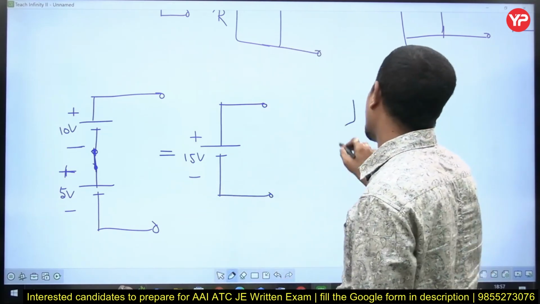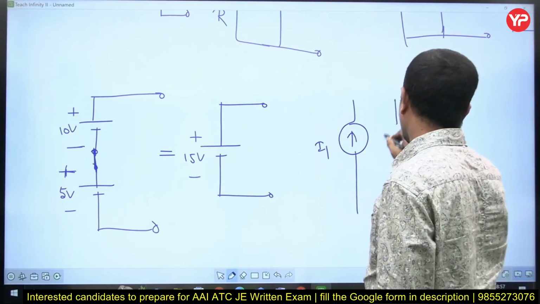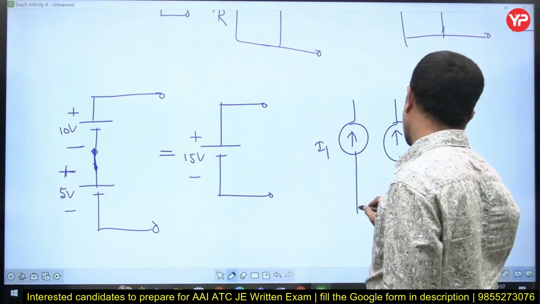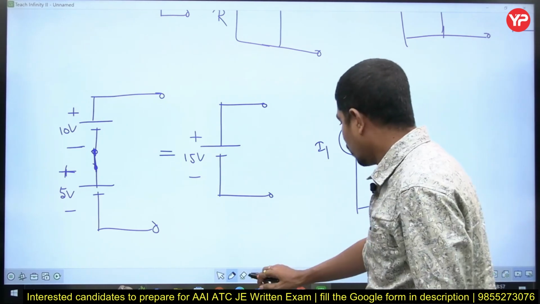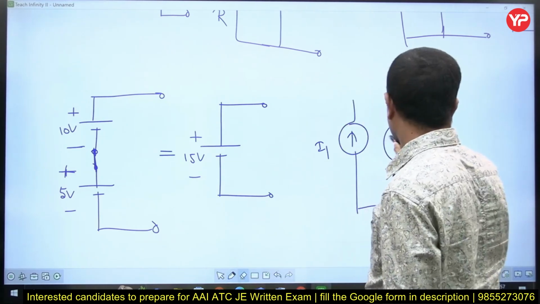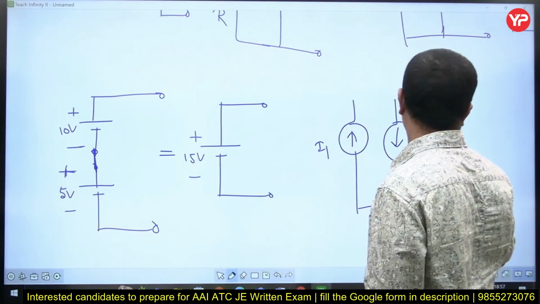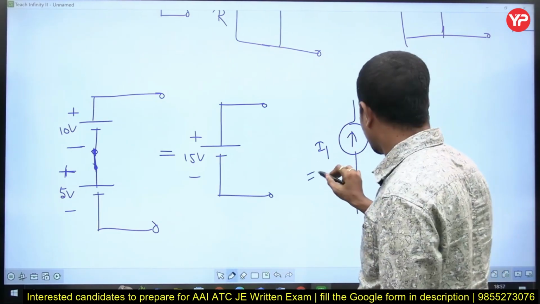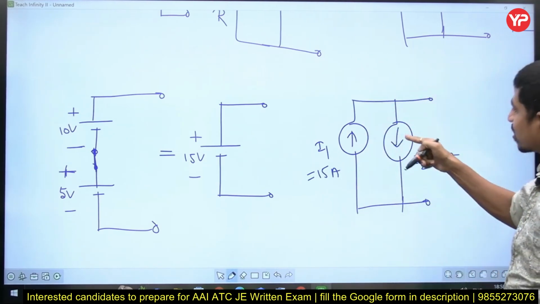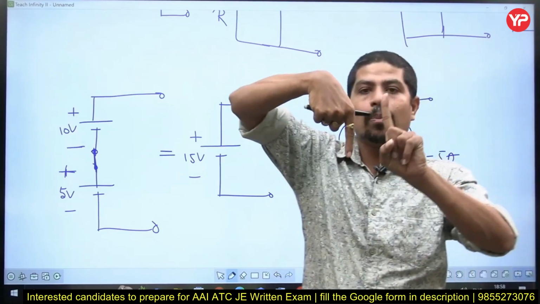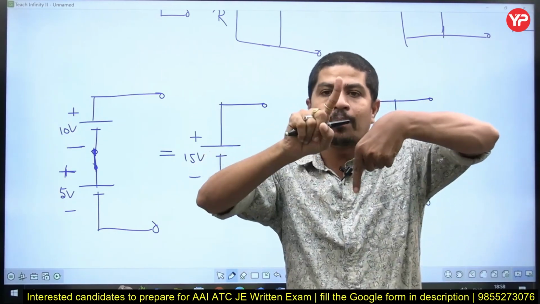And suppose I have a current source I1, and another current source I2. For your understanding, let me take a simple case: I2 is 5 amperes, I1 is 15 amperes. These two are in parallel connection. Now one is up and one is down, both in opposite directions, so subtraction. Up and up is addition, up and down is subtraction.